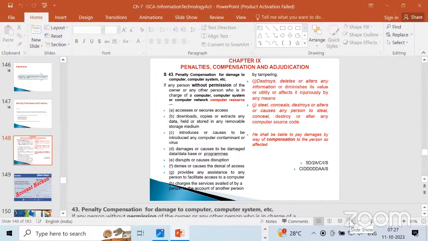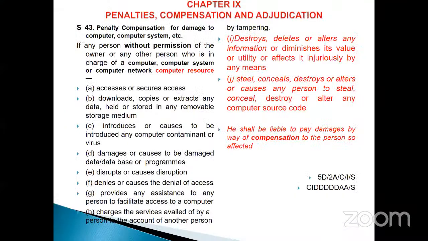Section 43. Under section 43, there are 10 items which are given. Please mark this as a little important. Under 43, the first word itself is giving you the meaning.